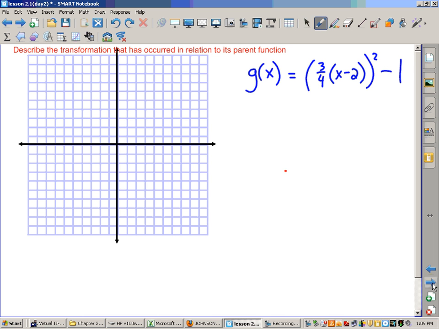Later on, I'm going to get some of you on this one right here, so pay close attention. This is why I leave parentheses around this, and I do not distribute in, because this right here tells me right away the x minus 2 is translated right 2, the minus 1 translated down 1. But this 3/4 is going to be squared, it's acting on just this x. So it's a horizontal compression or stretch.